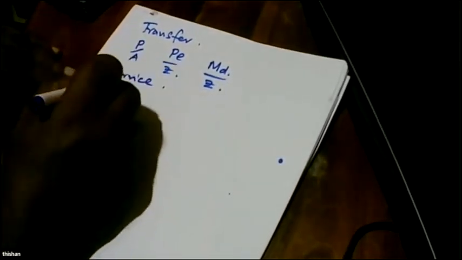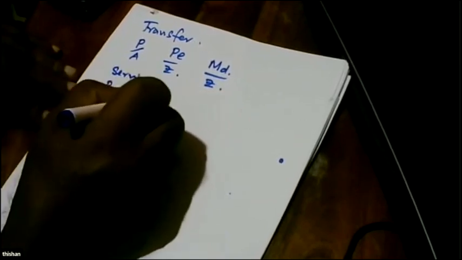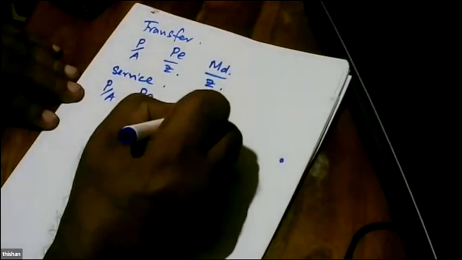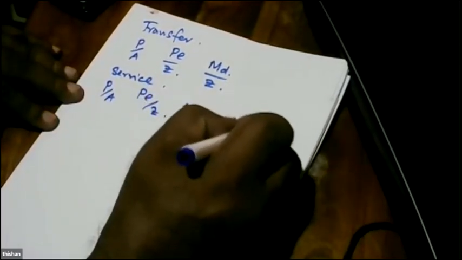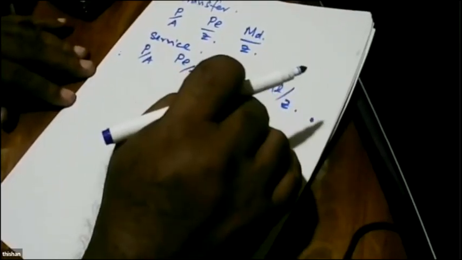So if I look at it in full context, we have two situations. One is transfer. So we have P over A, we have P e over Z, we have M D over Z. And then we have service. We have P over A, P e over Z, M D over Z, and M live over Z. Now we have placed it and we are applying more loads, so you get the live load moment as well.